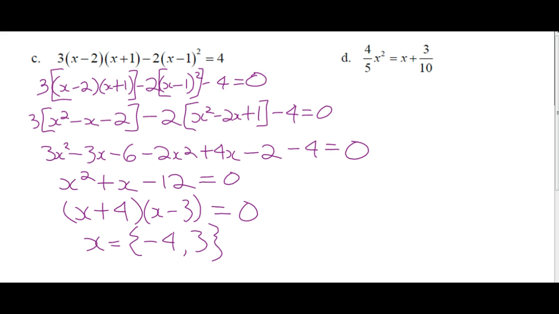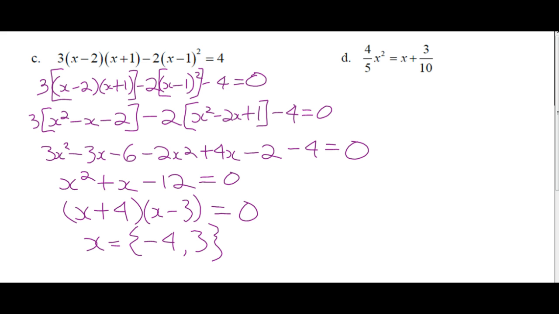Okay, so just for the heck of it, let's check the 3. 3 minus 2 is 1. 3 plus 1 is 4. 3 times 1 times 4 is 12. 3 minus 1 is 2. 2 squared is 4. So I've got 12 minus 2 times 4. 12 minus 8, which is 4. Woohoo. Right? Now, that's a mental check.